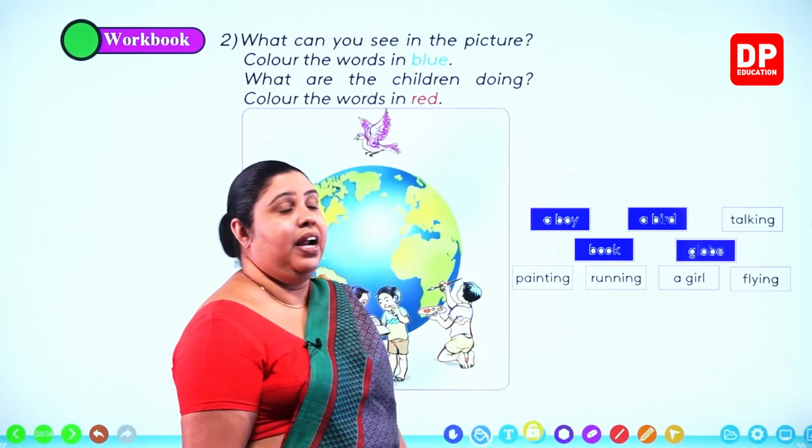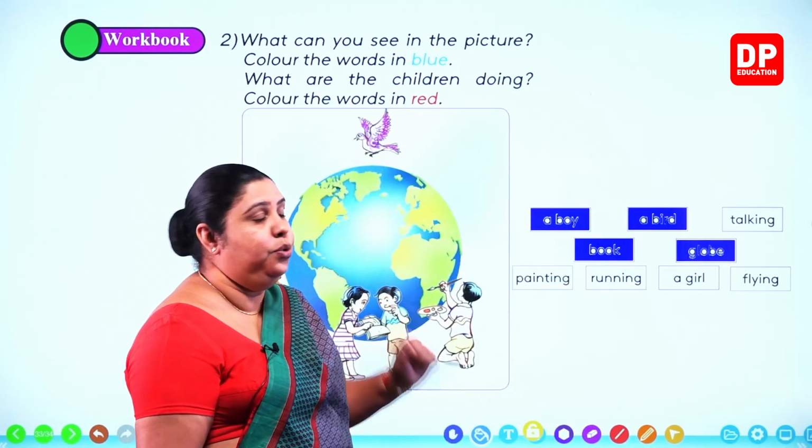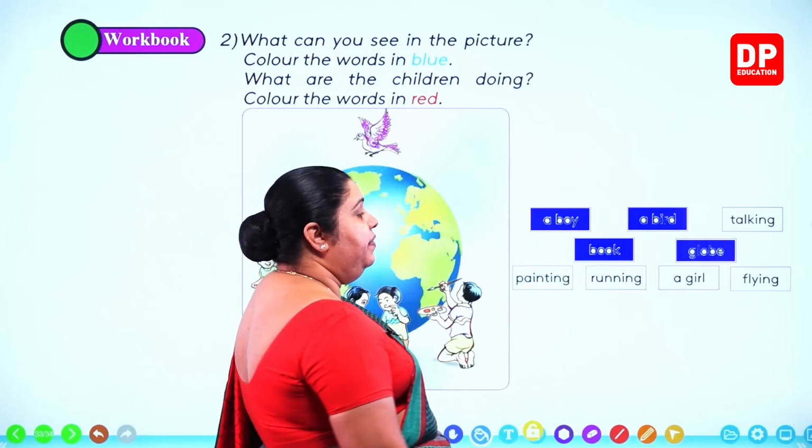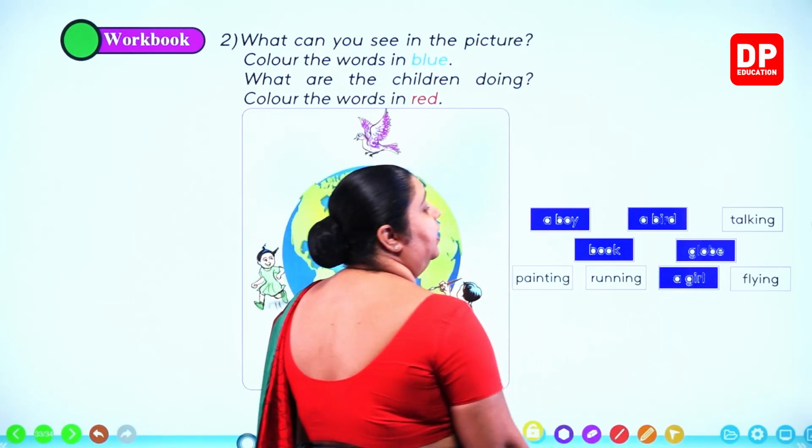Running. Running is also something that these children are doing. So we don't color. Then we have the word a girl.